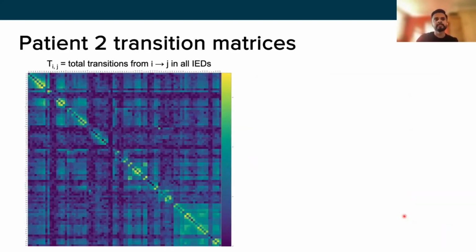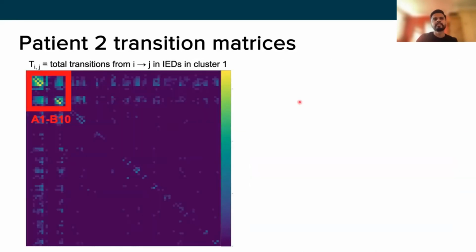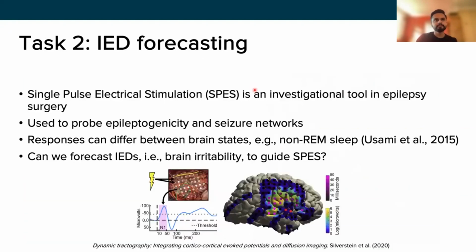For the second patient, there was a more widespread irritative zone, as you can see from the transition matrix, and 3 clusters were found for this patient. Here's the first one, which occurs over 2 electrodes generally. And again, we can quantify the degree of asymmetry to show a direction that they generally move towards.